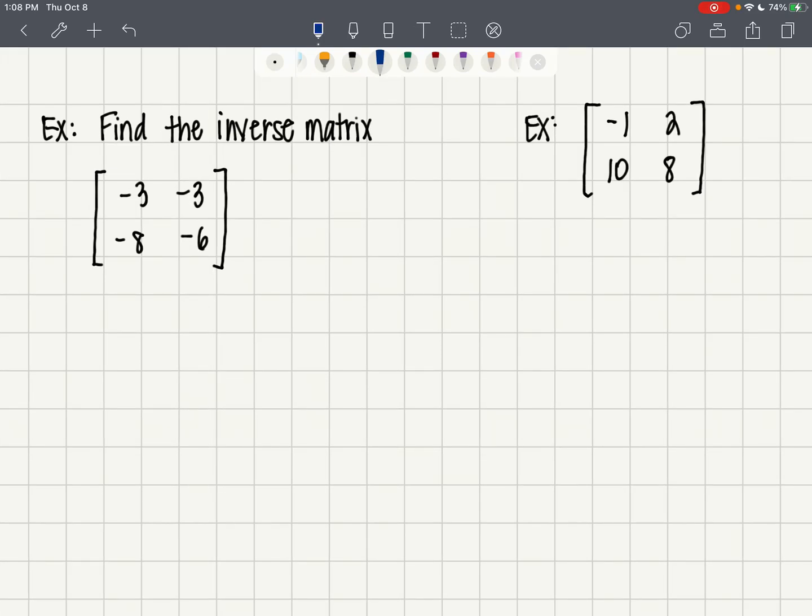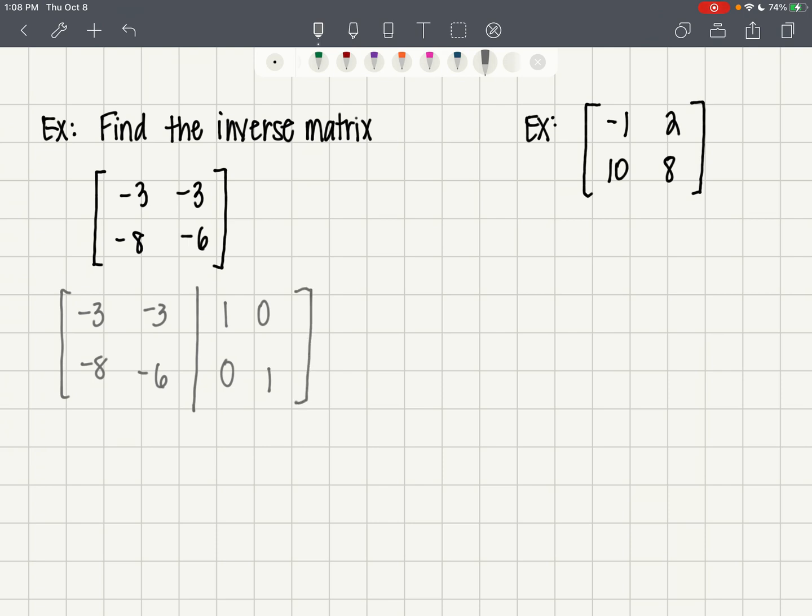So here we are, we were given this matrix, -3, -3, -8, -6, and we want to find the inverse matrix. We're going to do that using the identity. So we have the matrix, we want to find its inverse, and we're going to do that using this identity.